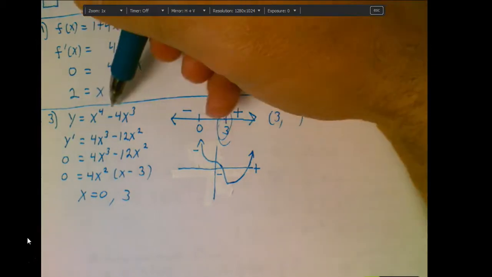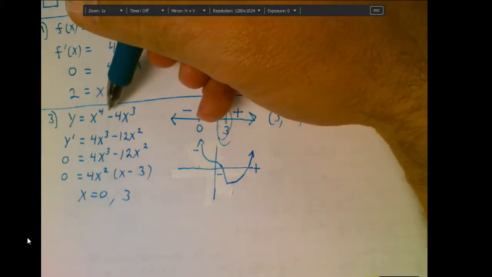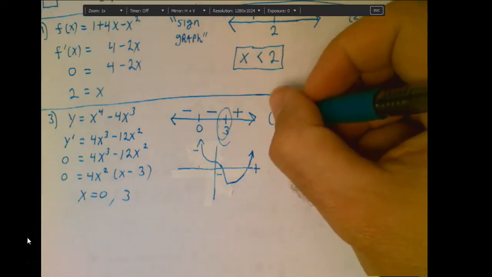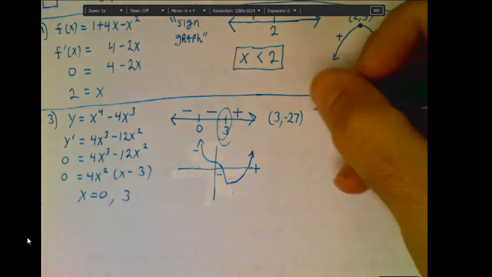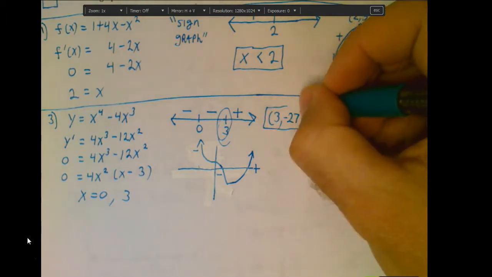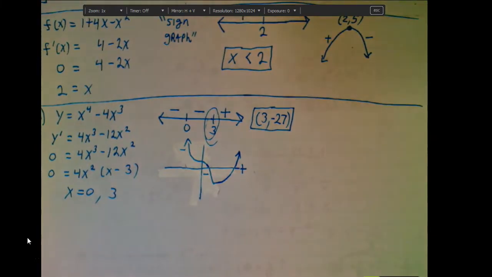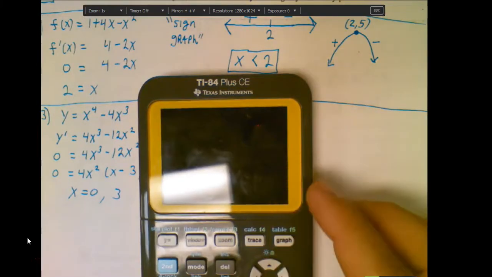And if I plug that into the original function right here, then I get the y coordinate that would go with them. And it does come out to be negative 27 if you do that. So this is the point where I have the minimum value. So yes, you can do this on a calculator as well, even without the calculus.